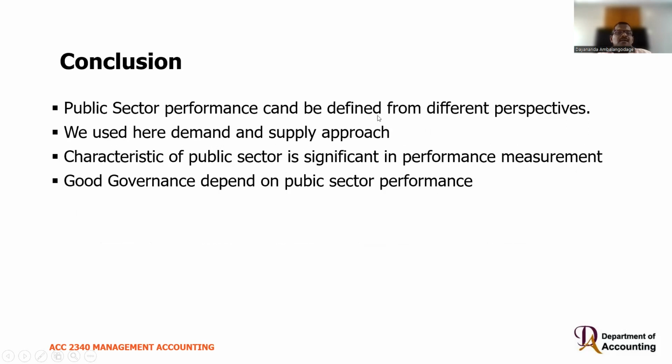So just to conclude, public sector performance can be defined from different perspectives. We use a demand and supply approach. Even though there are many ways of measuring performance, we use supply and demand. What we are trying to do is talk about the characteristics of the public sector. Due to these characteristics, what we are arguing is that performance measurement information from the supply side and performance requirements from the user side are really poor, inadequate, and limited. So public sector performance in Sri Lanka, as well as in other developing countries, suffers from poor quality, and the volume is very low with regard to performance and its usage.